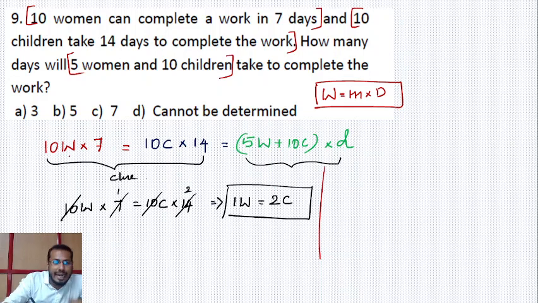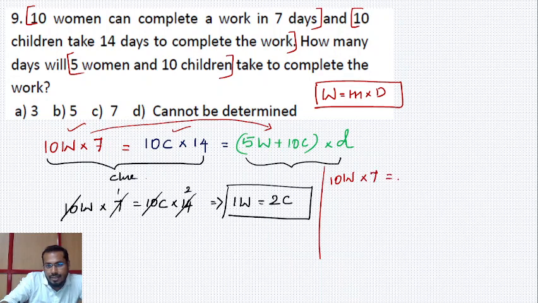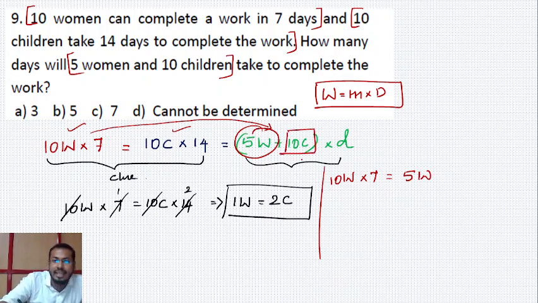Now take any one, either you can take this or this, and compare with the question. So let me take this and compare with the question. Okay, look at this. 10 women times 7 is equal to 5 women. Now if I compare with women, the right hand side, everything should be converted into women. If I compare with children, everything should be converted into children. Here I compared with women, so I need to convert these 10 children into women.